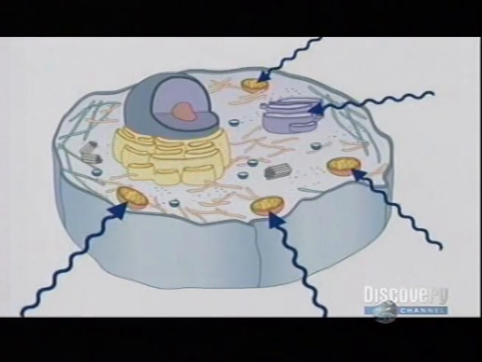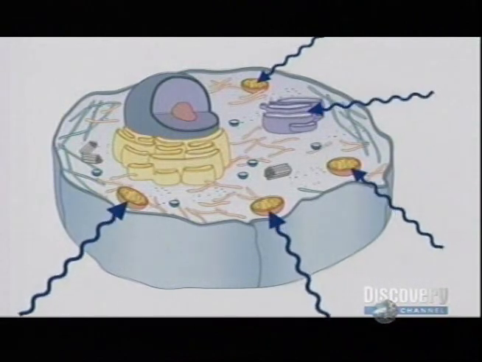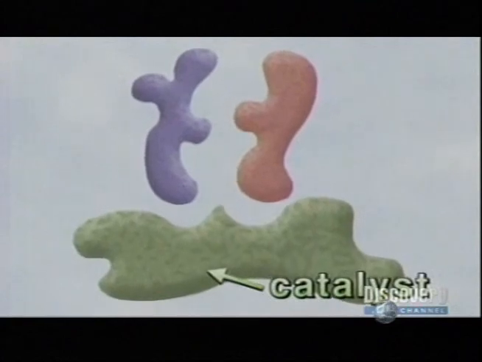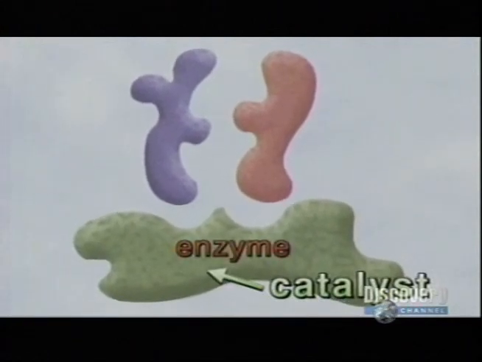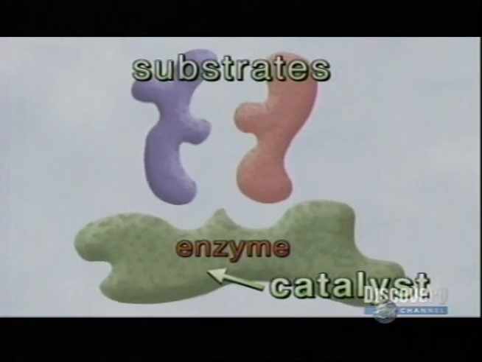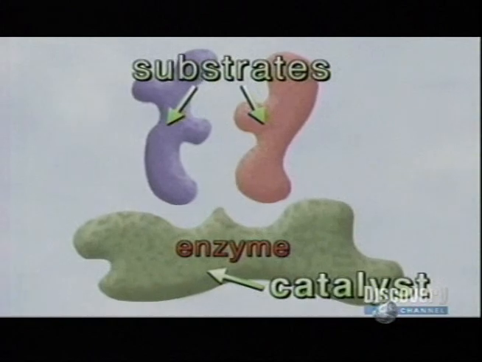Catalysts coordinate the flow of energy between exergonic and endergonic reactions. The catalysts in cells are proteins called enzymes. Molecules involved in the reactions are substrates. Enzymes catalyze exergonic and endergonic reactions.